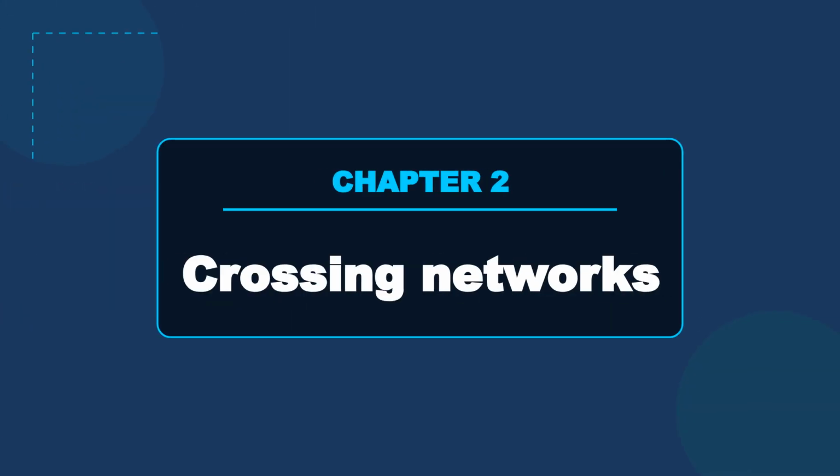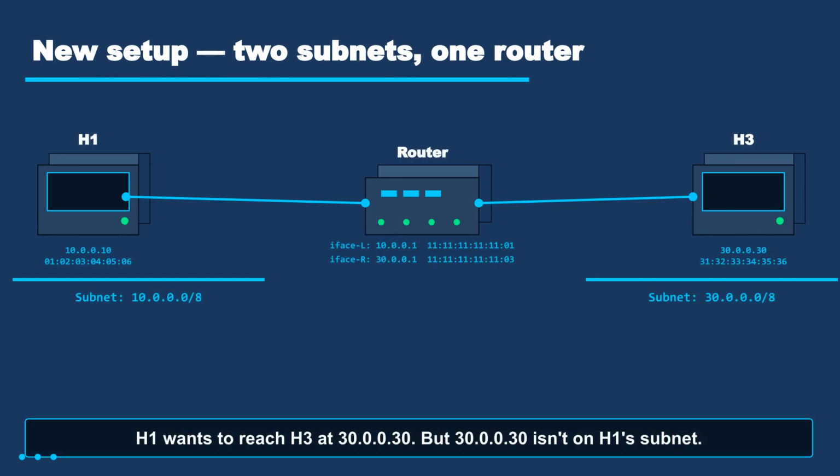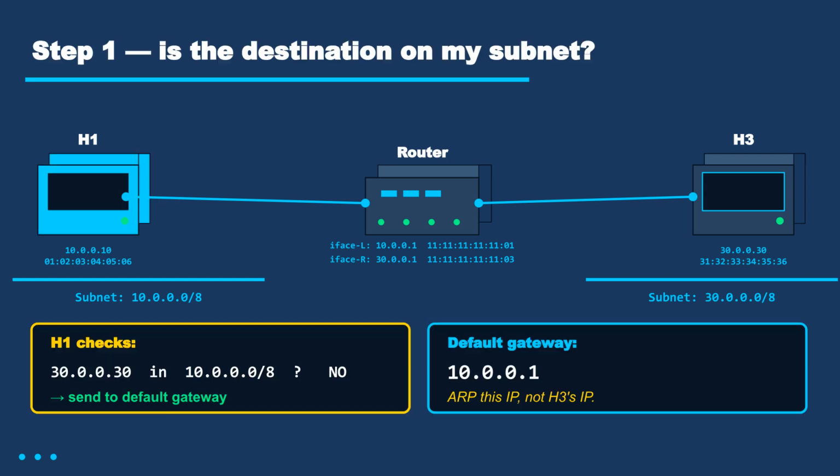Chapter 2 is about crossing networks. This new setup has 2 subnets separated by 1 router. H1 at 10.0.0.10 wants to reach H3 at 30.0.0.30. But 30.0.0.30 is not on H1's subnet.